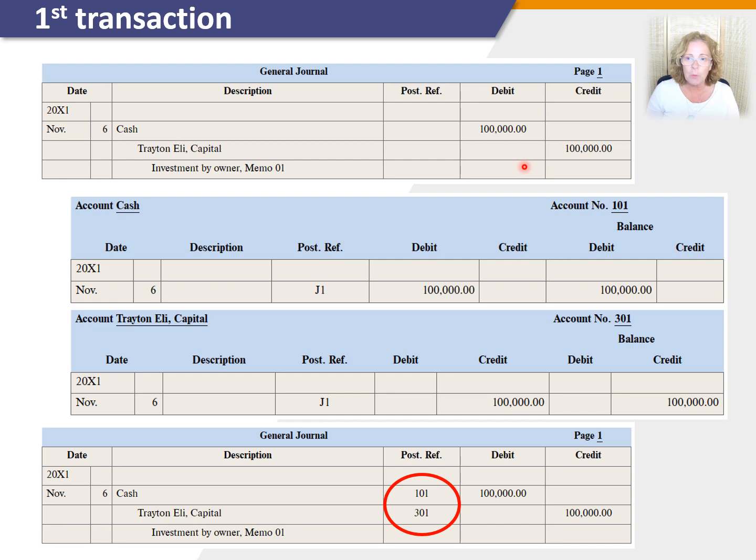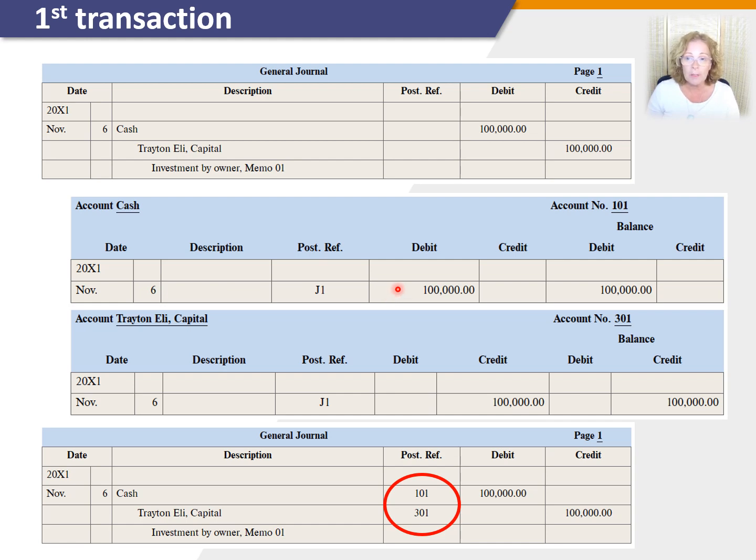So our first step is to pull up the account cash and write the date of the transaction into the date column and enter a description if necessary. Our textbook does not list a description, but in my opinion, there should be a description. In the posting reference column, we'll write the page number on which the general journal was recorded and write the debit amount of $100,000 into the debit column. Next, we'll calculate the balance of the account.